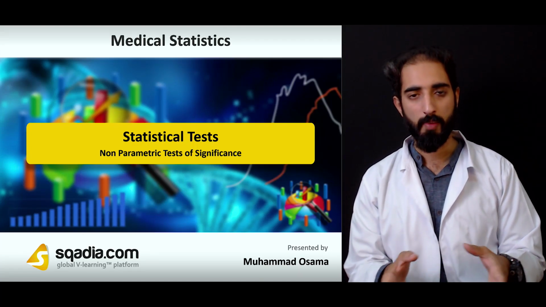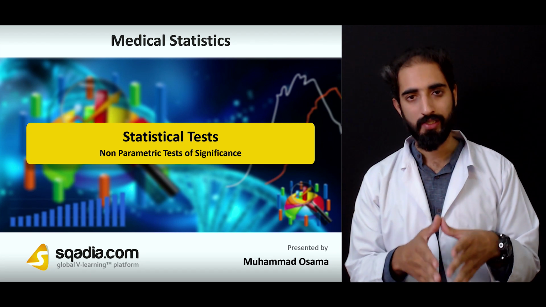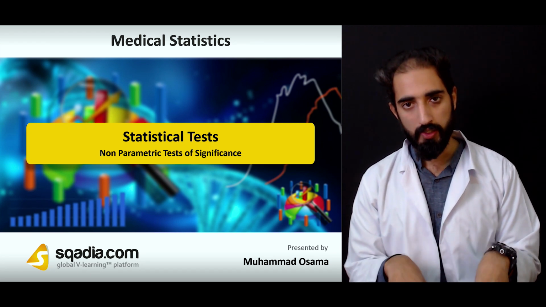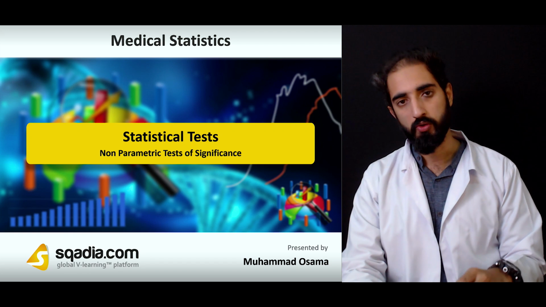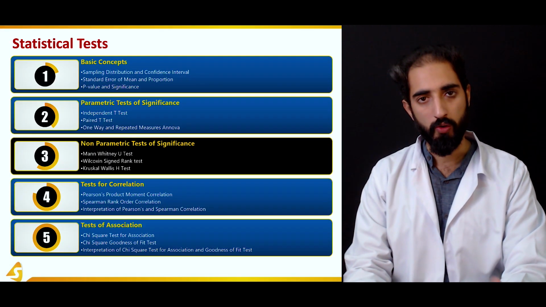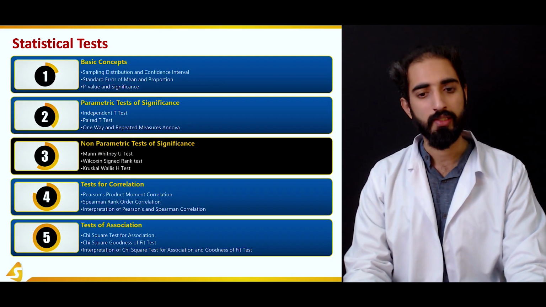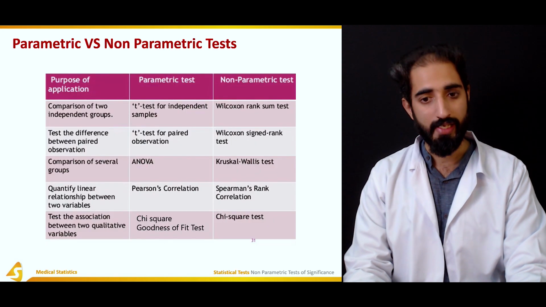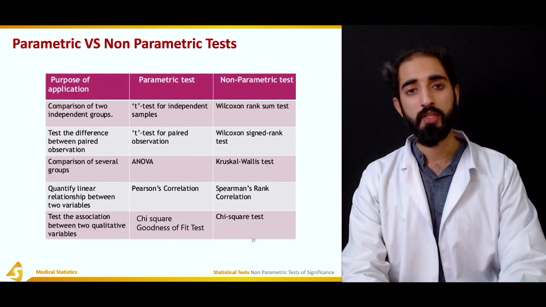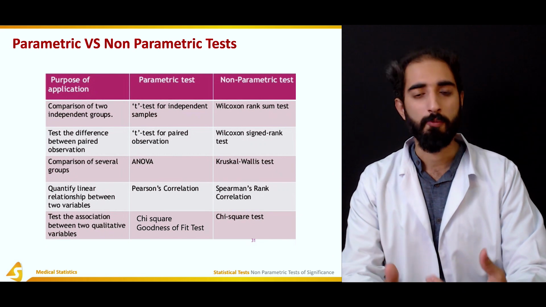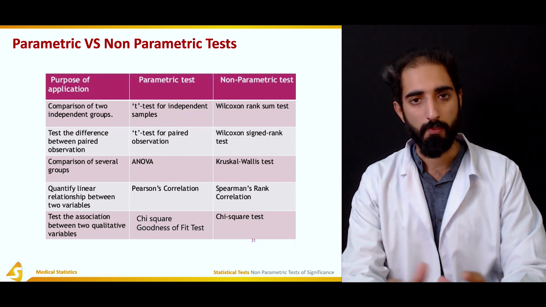My name is Osama, and today we are talking about statistical tests. And in this specific lecture, we're going to talk about non-parametric tests of significance, in which we're going to talk about the Mann-Whitney U-test, the Wilcoxon signed rank test, and the Kruskal-Wallis H test. As we already discussed in the previous lecture about parametric and non-parametric comparison.